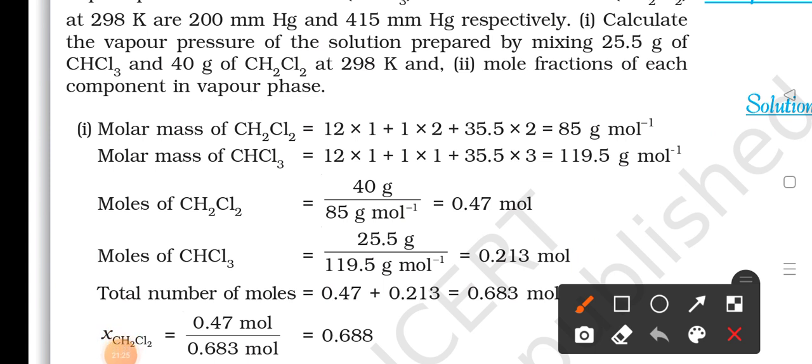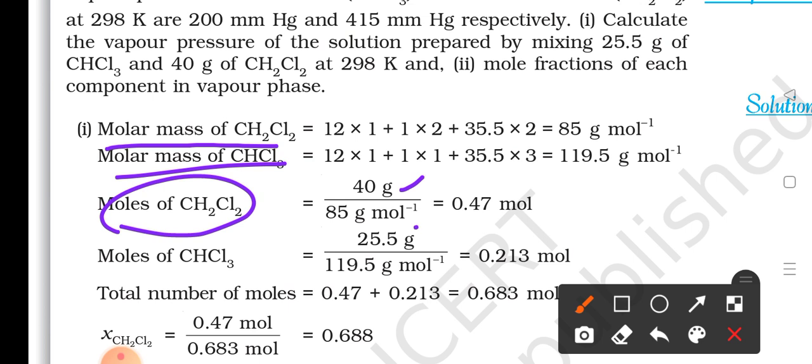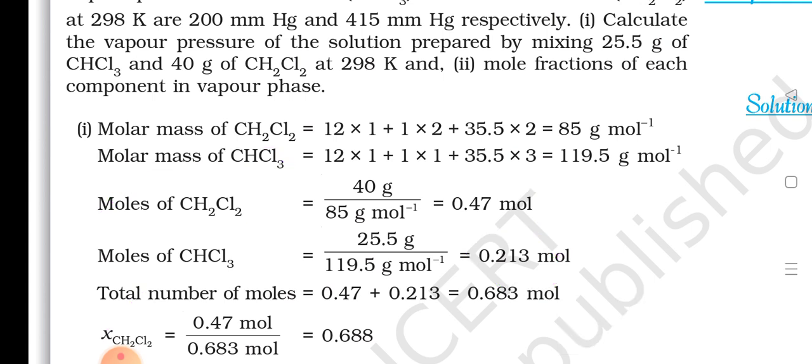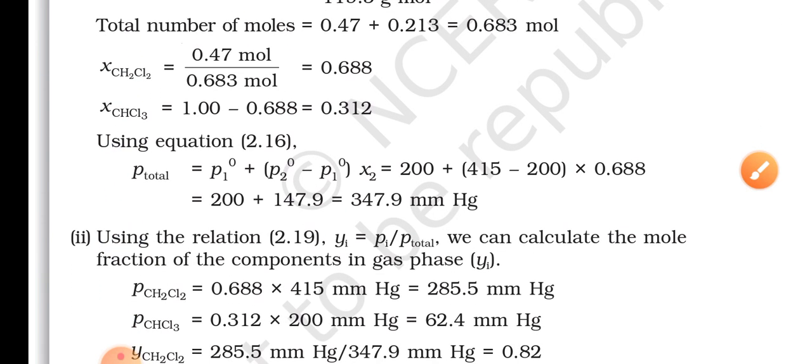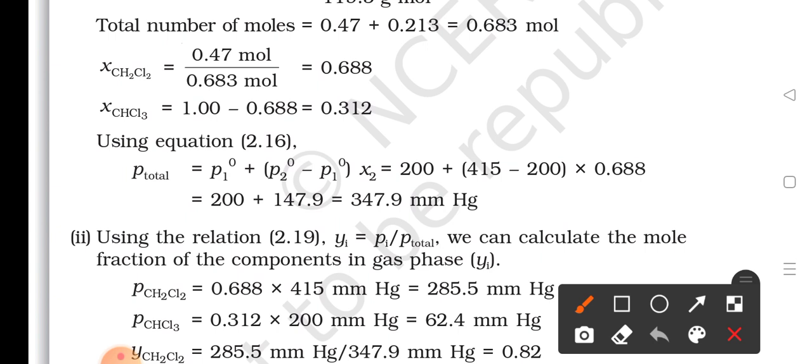Now calculate that molar mass and that molar mass, and then you have to calculate the mole. It's given mass by molar mass, so we get the mole. From that mole we calculate the values of x1 and x2, and after calculating these values, we just put the values here and we get the total pressure.